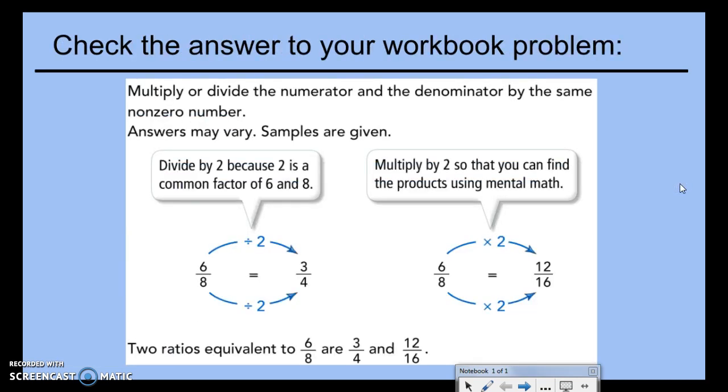Alright, here's the solution to the problem that we just solved. Multiply or divide the numerator and the denominator by the same non-zero number. Obviously, if you multiply it times 0, you're going to get 0, and that really won't be an equivalent ratio. So you can divide 6/8 by 2, or you can multiply 6/8 by 2. You can also multiply 6/8 times really any value as long as your numerator and denominator are multiplied by the same number. Sorry, not numerator and denominator.